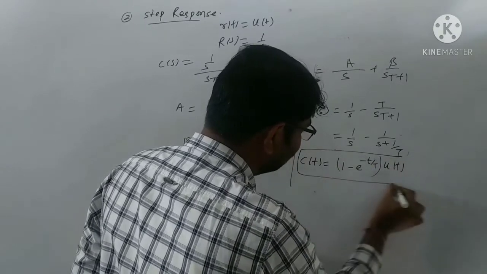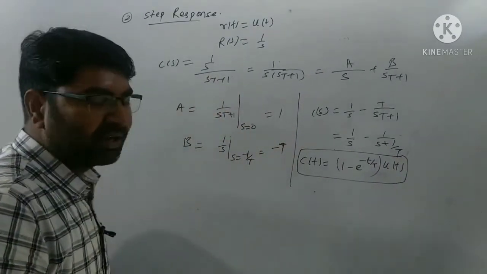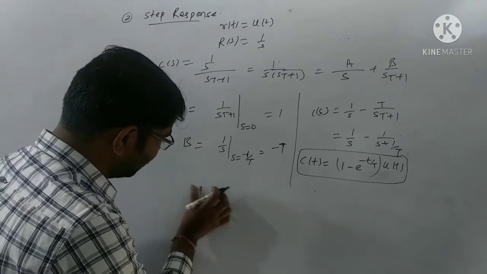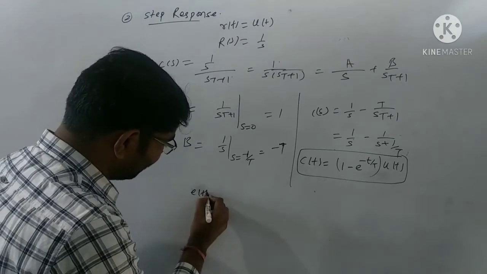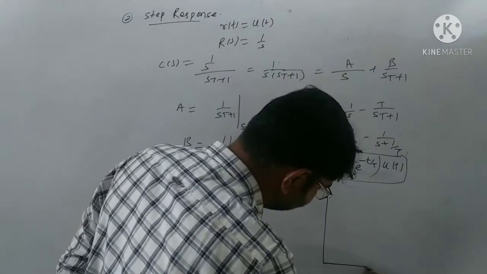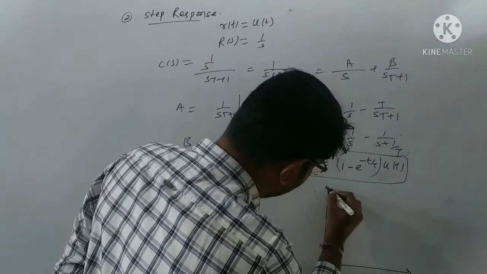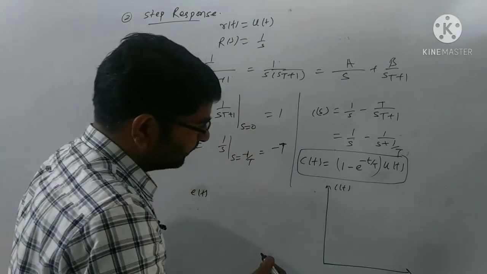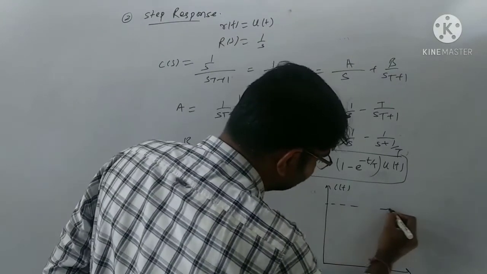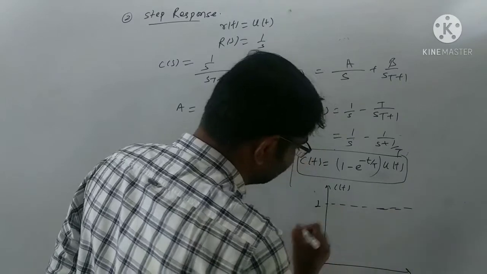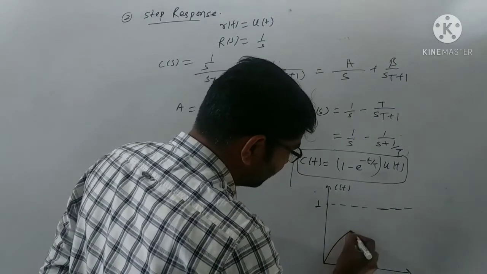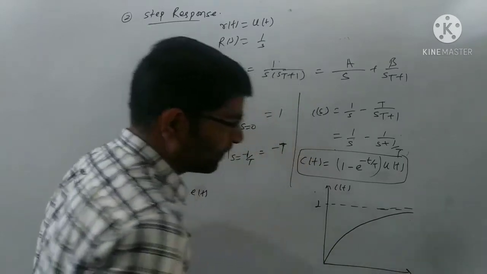This is my step response for the first order system. Then we are going to consider the error signal. Before that, you can plot the step response. This is the steady state value 1, and it goes something like this, right?